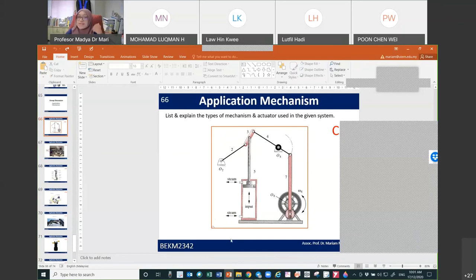And don't just list it out. Label it. Where do you think is the slider and crank? So label it. Where is the gear? Label it, so I know that students understand where is the location of each mechanism. I will discuss that later once you submit.